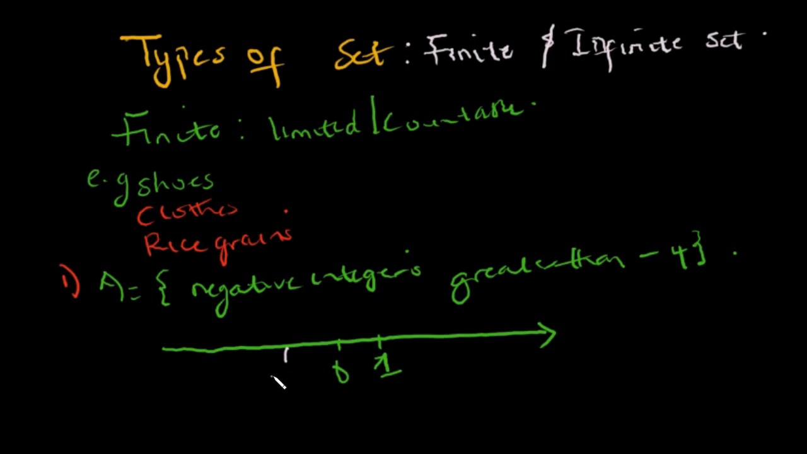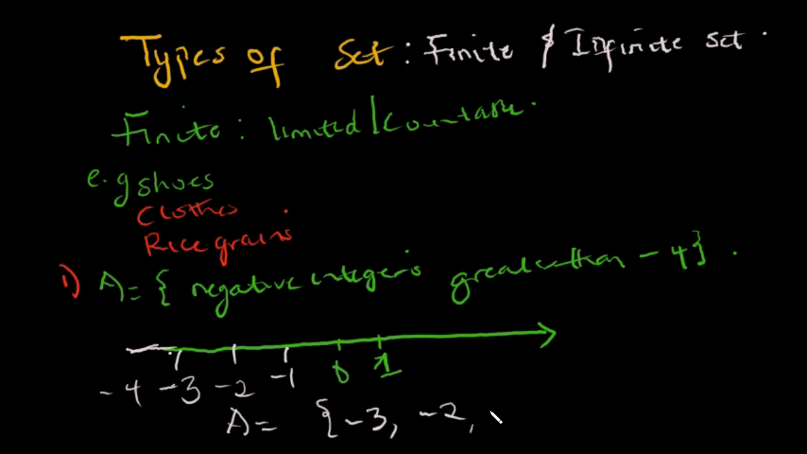So we have -1, -2, -3, -4. So we are looking at negative integers greater than -4. You know, to the left of the number line, the number reduces. So -3 is greater than -4. So this set contains -3, -2, -1, because we said negative integers. You can see it's finite because it's limited. It is not continuous.